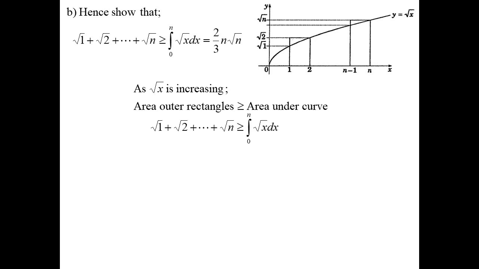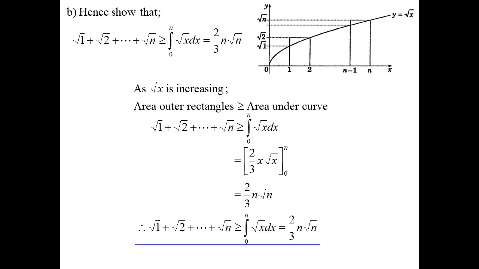Well, the area of each of those rectangles, we can see the width of each of them is 1. There's going to be the y values, the square root of 1, the square root of 2, and so on up to the square root of n, which will be greater than or equal to the integral from 0 to n. So we've done half of it, but now they're saying, can you work out this integral, please? So we integrate root x, we get 2/3 x root x, sub in n, sub in 0. We've got the answer.